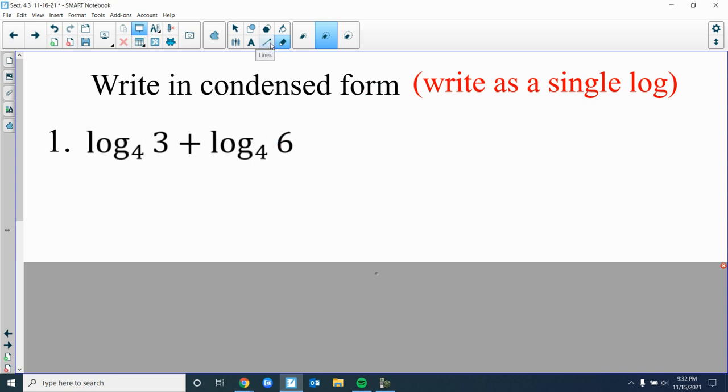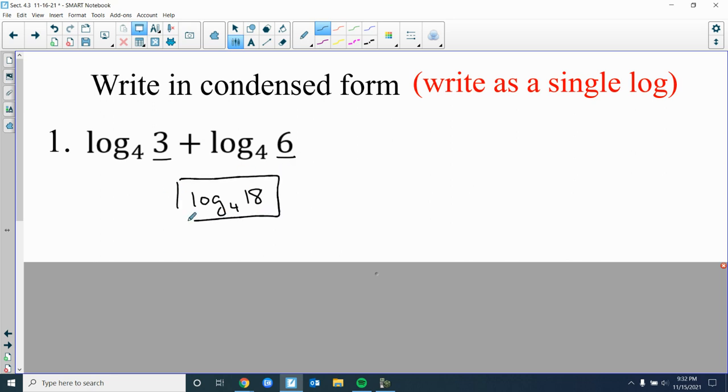For condensed form, you want to use your properties to write it as a single log. So in the end, there will just be one log, one base, and then one expression there. Well, if there's a plus, remember we said we can multiply. Log base 4 of 3 times 6 is 18. Now you always want to take a look and see whether it will simplify into a common constant. Log base 4 of 18.